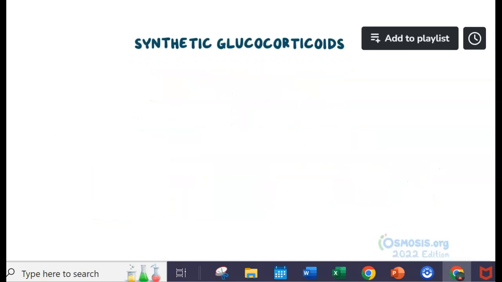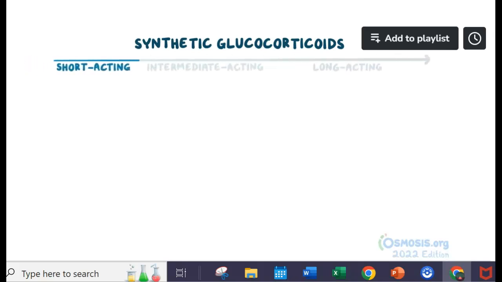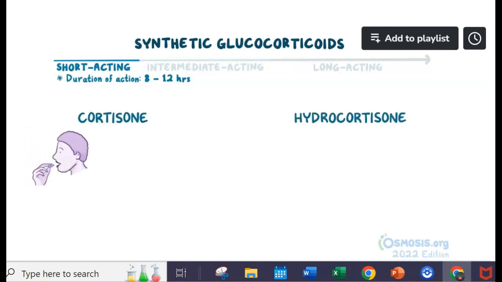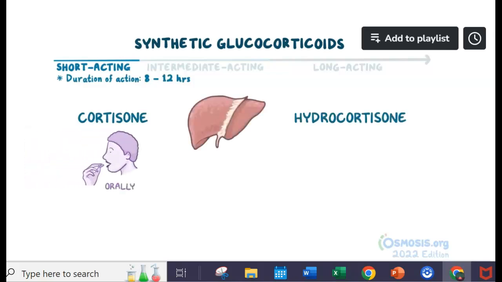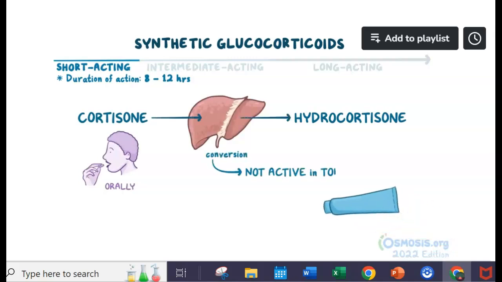Now, based on the duration of action, synthetic glucocorticoids can be classified into three groups. The first group includes short-acting glucocorticoids, with duration of action of 8 to 12 hours. Cortisone and hydrocortisone fall under this group. Cortisone is taken orally, and in the liver it requires conversion to hydrocortisone. Therefore, it is not active when used in topical forms.